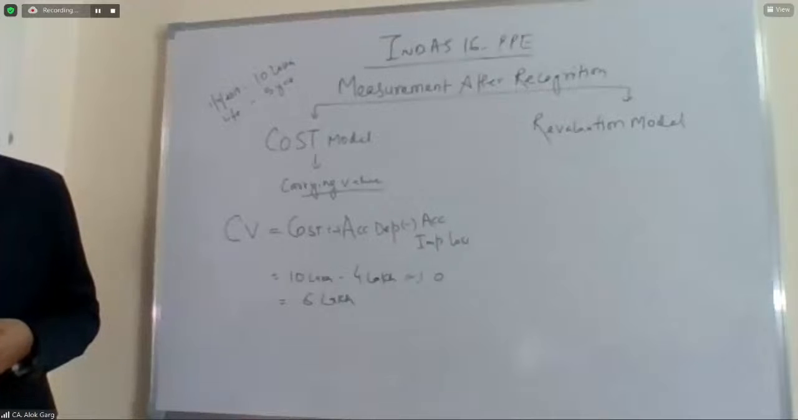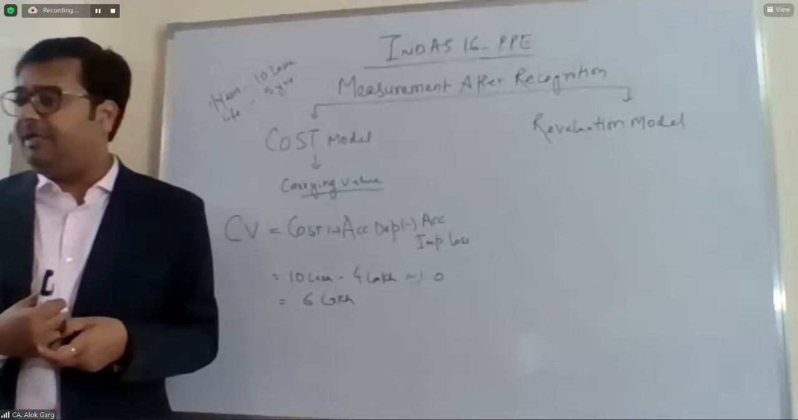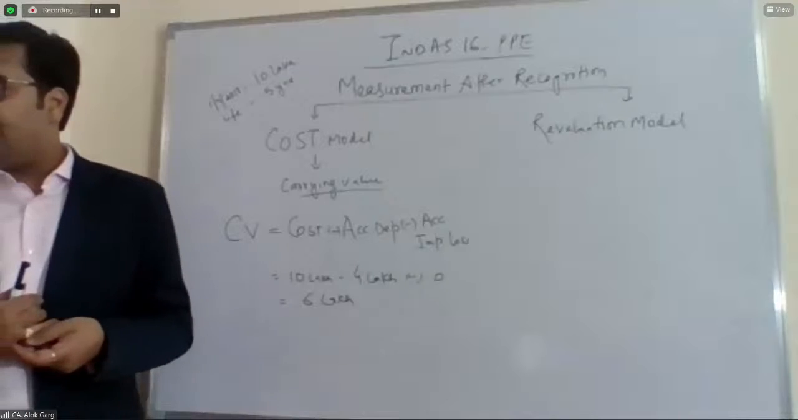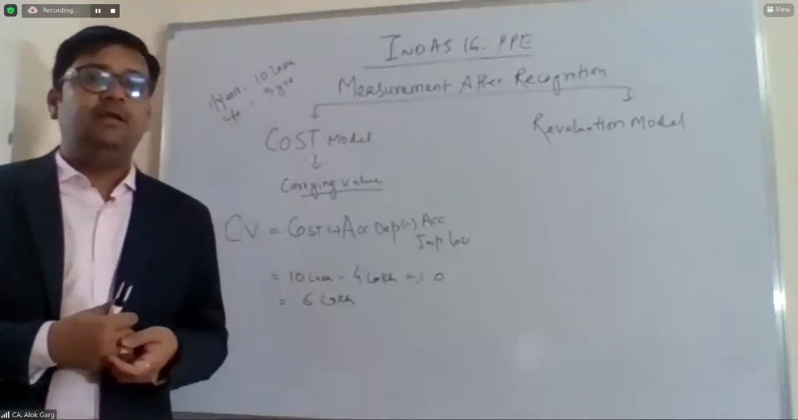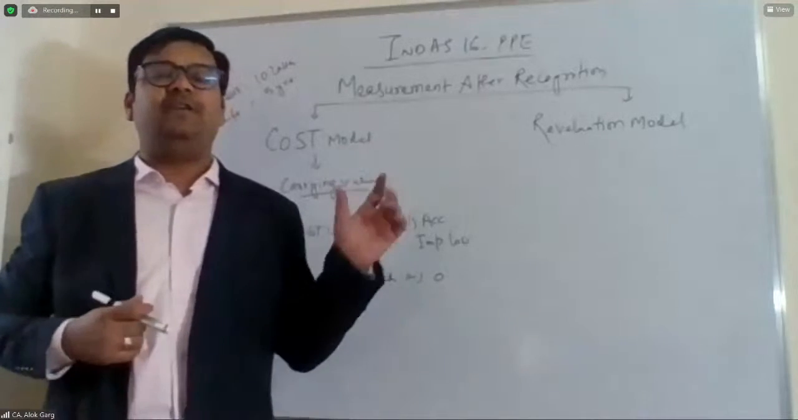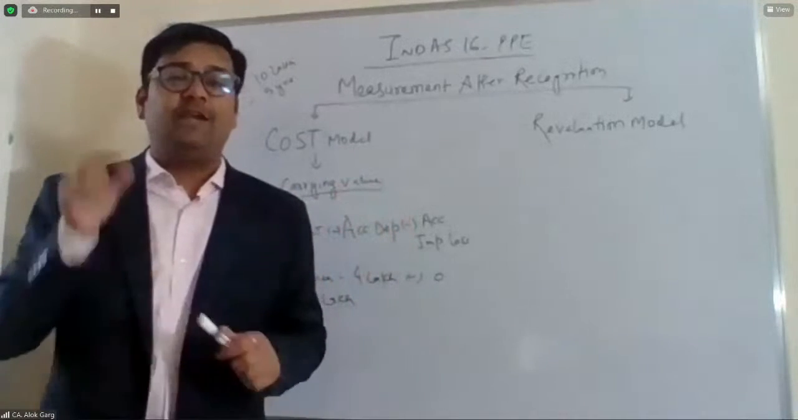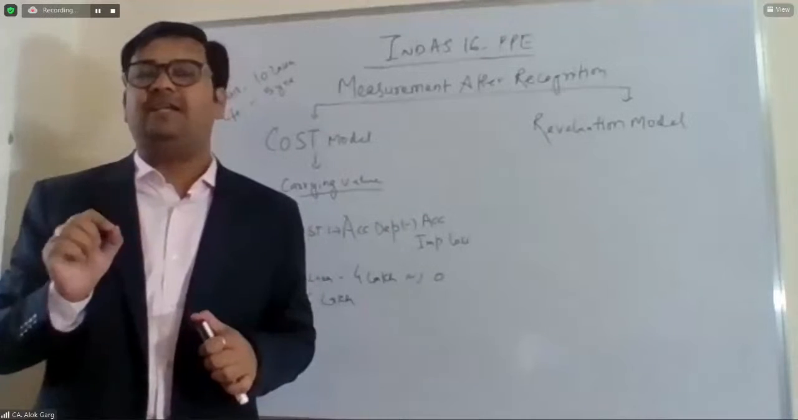So Ambika has a very good question. Ambika is asking, sir, if PPE impairment is covered here, then what is the asset which is covered in Ind AS 36? Let me tell you, Ambika. PPE impairment is not covered under Ind AS 16. It says that wherever impairment is there, it has to be as per Ind AS 36.